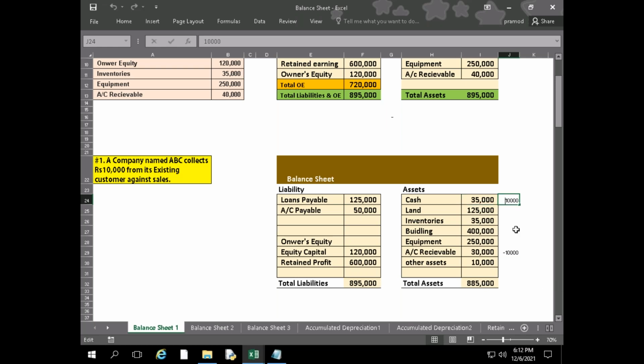Where is it missing? As I told you, here cash is increasing because you have received the account receivable. It was 40,000, of which you have received 10,000 against the sales. So if the cash increases, the account receivable will be minus. So here 45,000. So it should be both 8,95,000 on the liability side and 8,95,000 on the asset side.